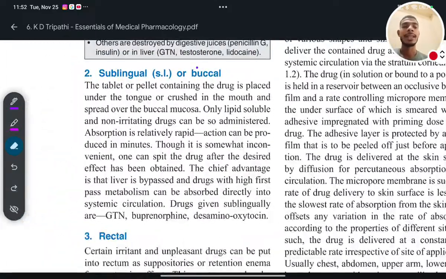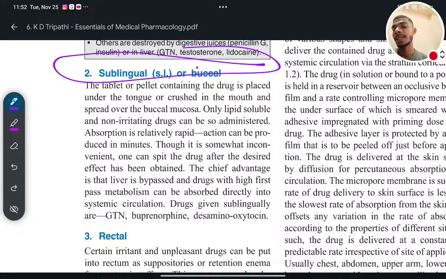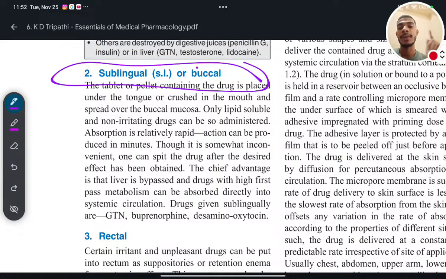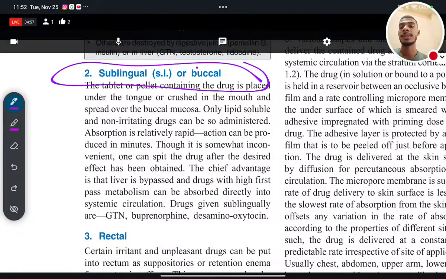Now, the next point: the second systemic route is sublingual or buccal, but in that the onset of action is a little bit fast.